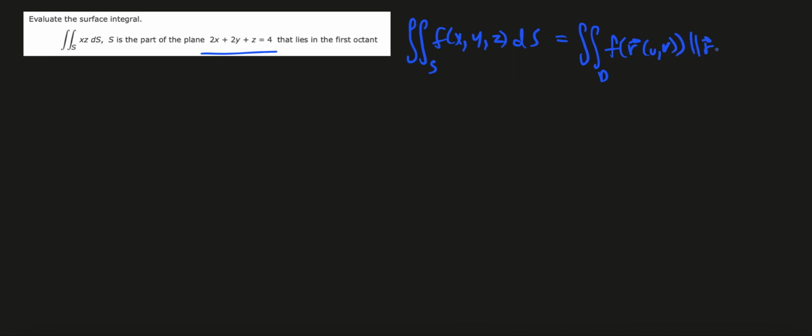So if we have f of x, y, there are two ways. In the previous videos, we've covered the integral over D of f of r(u, v) times the magnitude of r sub u cross r sub v dA. But an equivalent way, if we have it in a different form, is the integral over D, and what we can do here is take this.